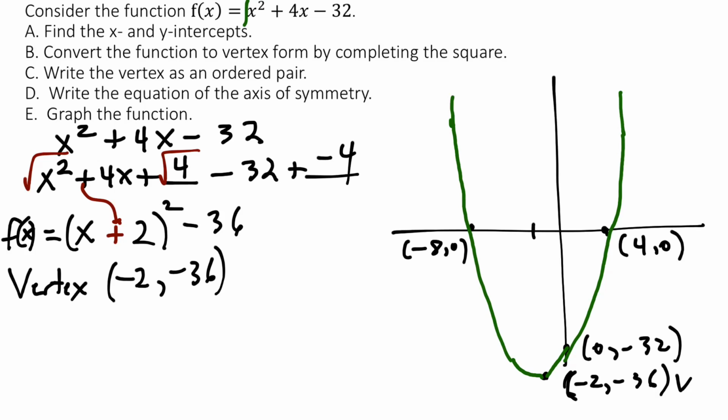Now I'm going to write the equation of the axis of symmetry. So that's my vertical line through my vertex. So it went right through x is equal to -2. So the equation is x is equal to -2.